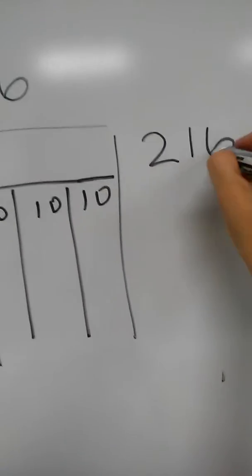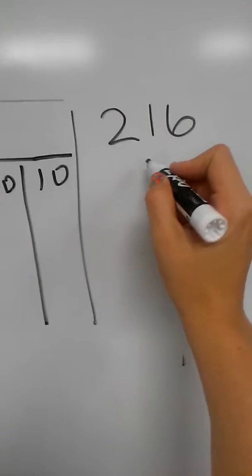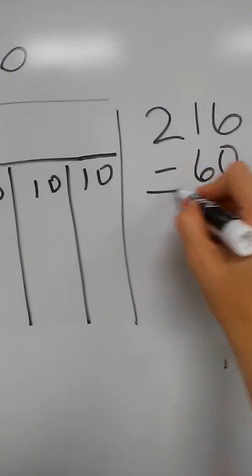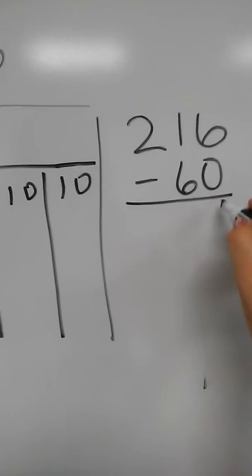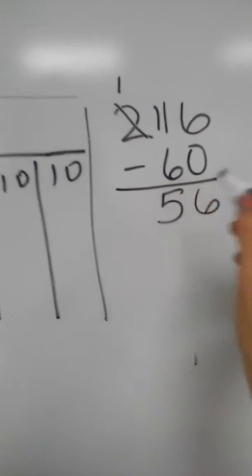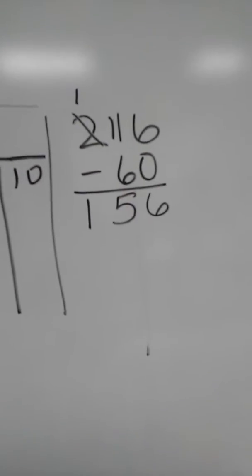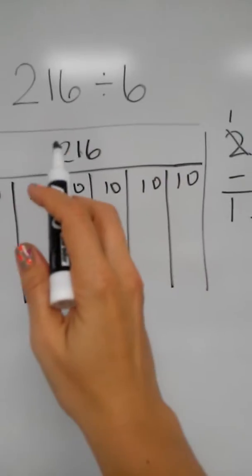So from my whole, I just passed out 60 of my 216. So I'm going to subtract 60 from 216 to see how much I still have left to pass out. 6 minus 0. I would regroup this. So I have 156 left. Wow, that did not make much of a dent in my 216.